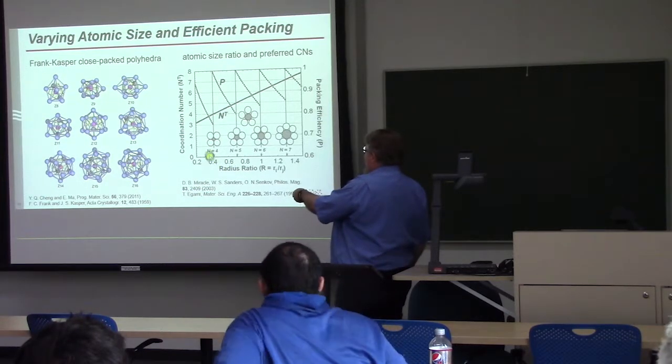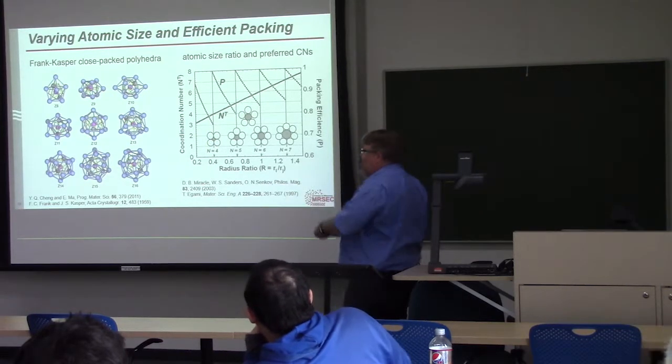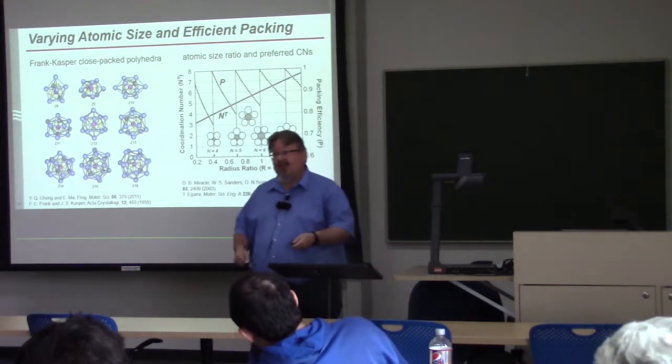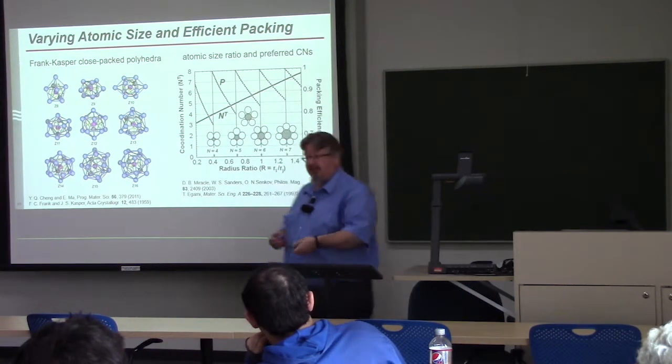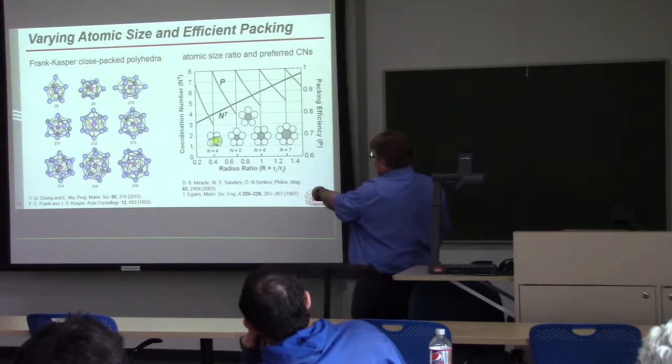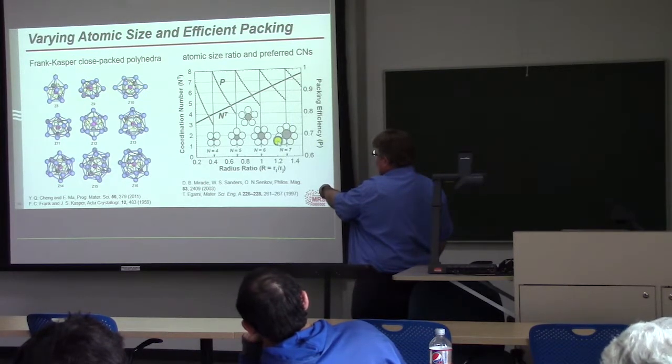So you can see if you have a little tiny atom and you're packing large atoms around it, only a few large atoms will fit, and that should give you a preferred coordination number that's relatively small, in this case 4. But as the central atom gets larger, you can pack more and more atoms around the central atom, and the coordination number will increase.